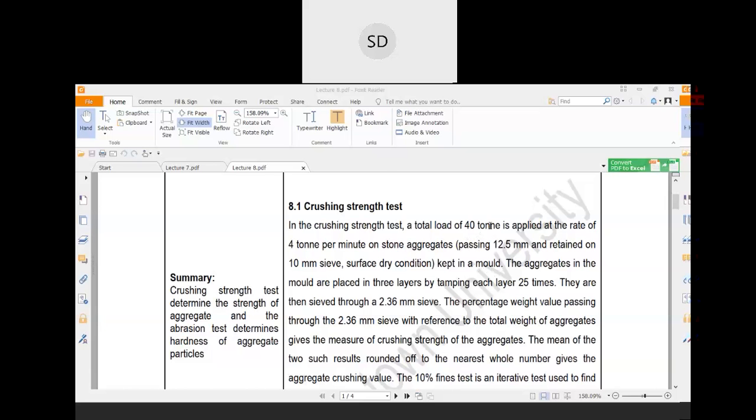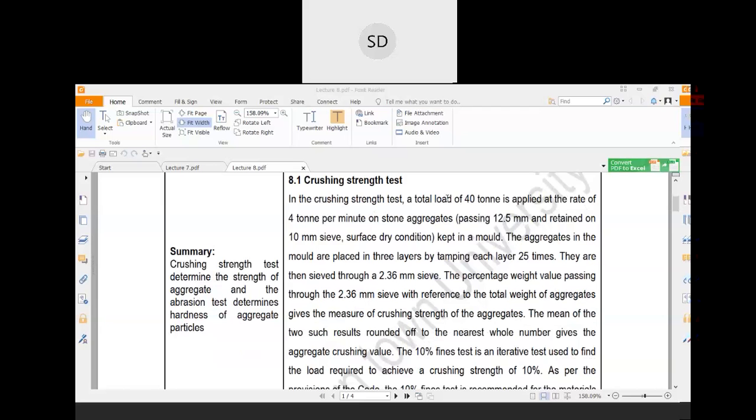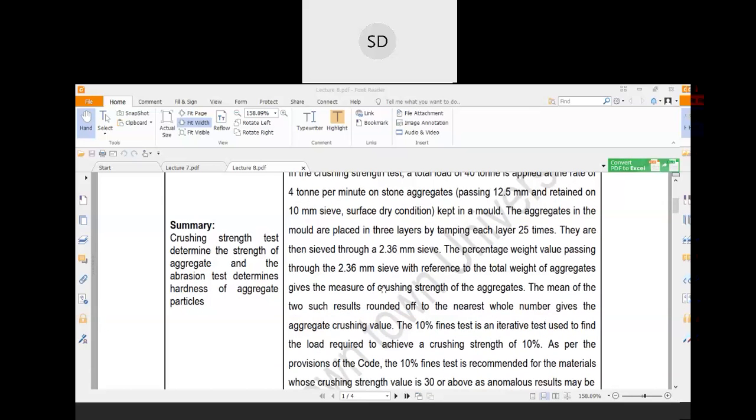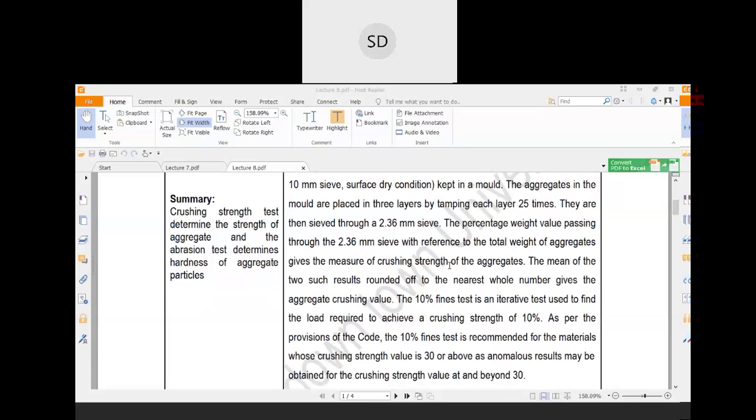For this test, aggregate passing through 12.5 mm and retained on 10 mm is required, and you have to put that aggregate in a special container in 3 layers, tamping each layer 25 times. After the crushing strength test, you sieve the aggregate particles through a 2.36 mm sieve, and the percentage weight passing through the 2.36 mm sieve with reference to the total weight of the aggregate gives a measure of your aggregate crushing strength. The mean of two such results, rounded off to the nearest whole number, gives the aggregate crushing strength.